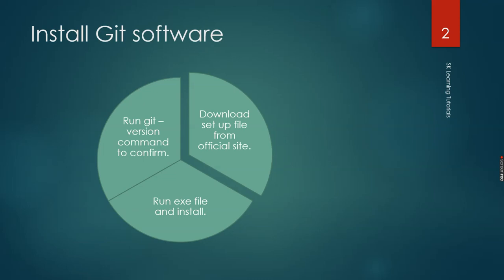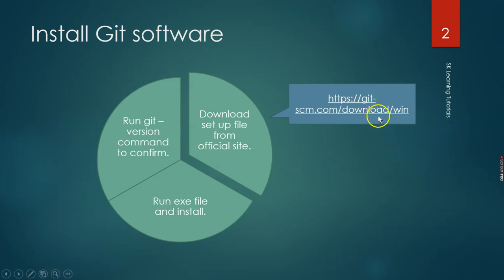Git is a desktop application which is available for different operating systems such as Windows, Mac and Linux. To install it, first you need to download its set of files from the official website. This is the official website of Git software. Once the setup file is downloaded, you need to run this file. It will open an installation window where you need to click on the next button on a few screens. This installation process is very simple and takes a couple of minutes. Once it is installed successfully, you can run the git --version command to confirm the installation. The git --version command will print the version number of Git installed on your machine. Alright, so now let's follow these steps and install the Git software.